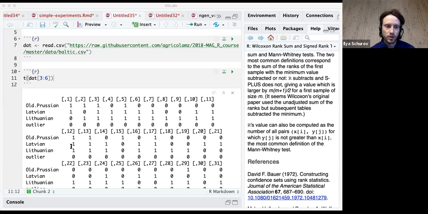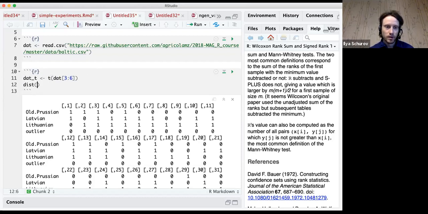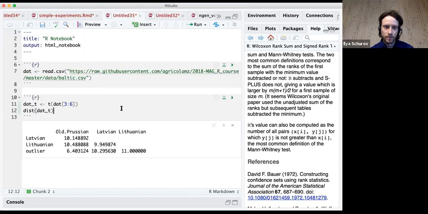And we can use the function dist. So let me denote it in some way. And then I can use the function dist. And this function creates a distance matrix that finds distances between my objects, between rows of my table.